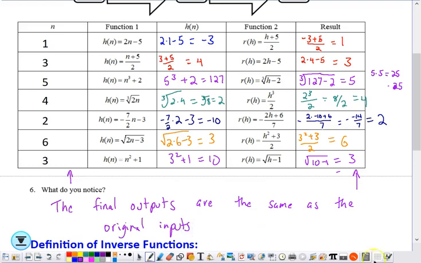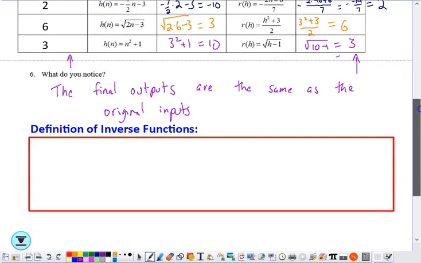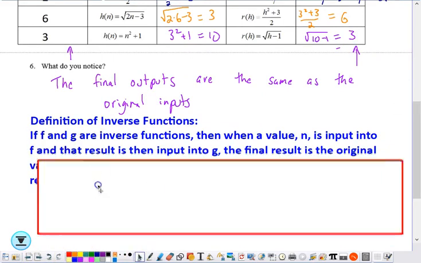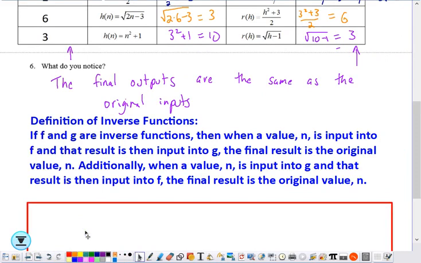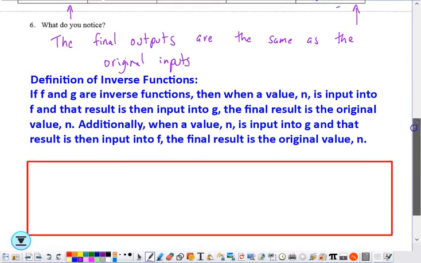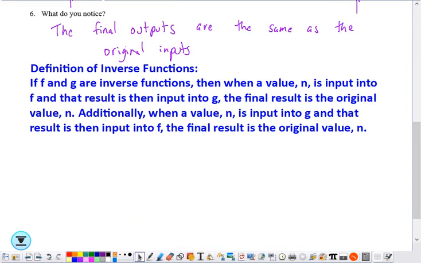And below this, I want you to write the definition of inverse functions. The definition of inverse functions states, if f and g are inverse functions, then when a value n is input to f, and then that result is input into g, the final result will be the original input. Additionally, when a value is put into G and then that result is put into F, the final result is the original value N. So I'm going to draw you a little diagram. Go ahead, pause the video real quick and write that down, and then unpause it and we'll draw the diagram.